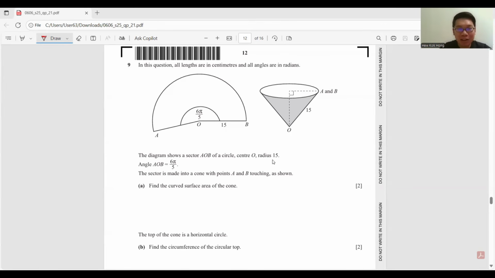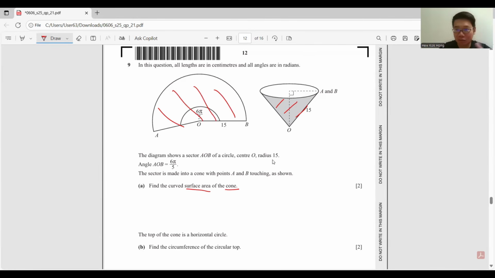First, they ask you to find the curved surface area of the cone. So the curved surface area is the same as the sector area. To find the area is just half r squared theta. You can count in pi form or you can key in the calculator. Key in calculator, you get 424. If you use pi form, it will be 135π.